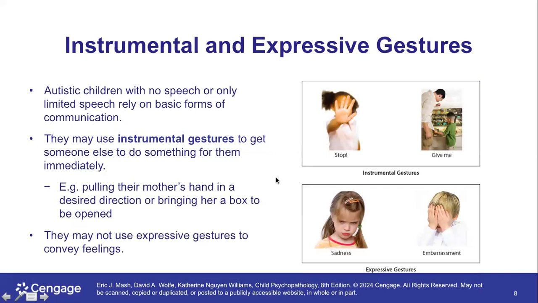So to look at some of the expressive and instrumental gestures, autistic children with no speech or limited speech use instrumental gestures. And that's how they get someone else to do something for them. So it might be putting their hand up to say stop, or it could be tugging on an arm for someone to open up a food box and so forth. These are instrumental gestures, whereas expressive gestures are used to convey emotions or feelings. So you'll see a reduction in expression of sadness and embarrassment with individuals on the autism spectrum.